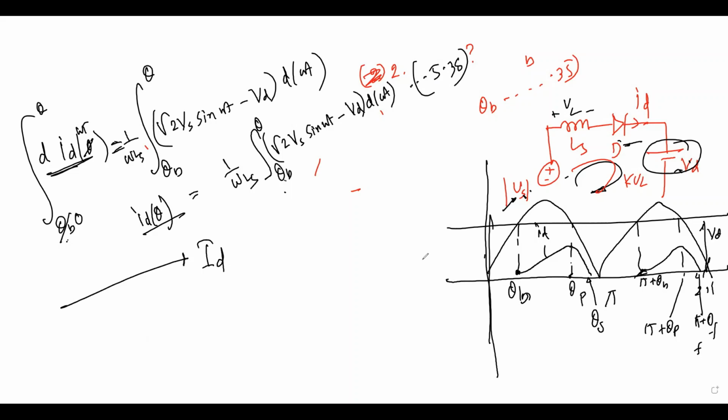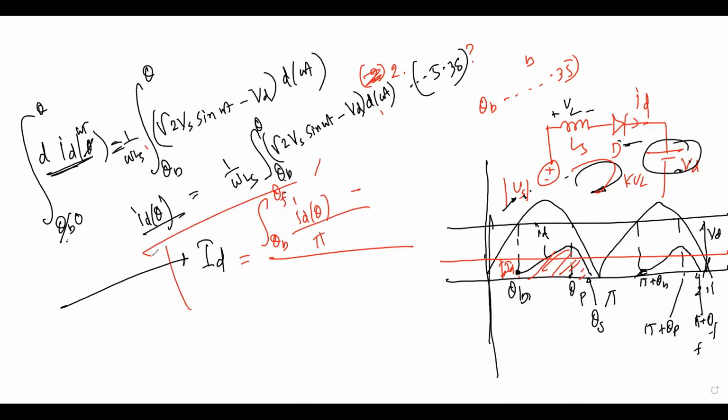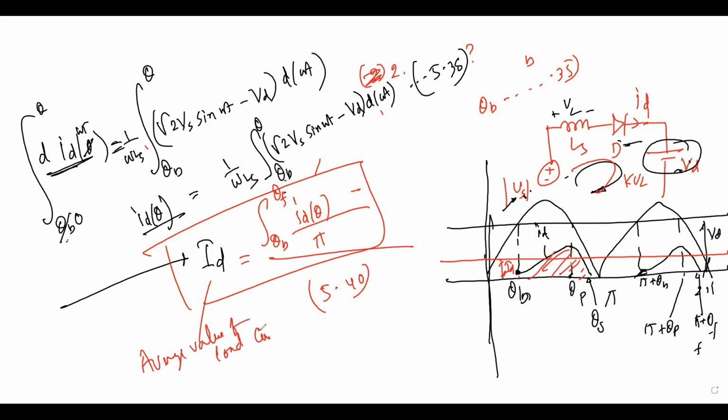Suppose the average value will have a wave shape like this, constant ID. What will this be? We have to find out the area of the ID and divide by the time period, right? So that is theta B to theta F, ID theta divided by pi. This should be the expression of the average value of the load current.